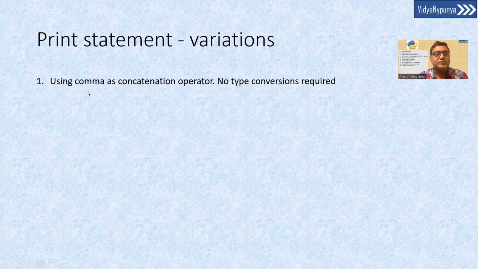The first one is you can use a comma as a concatenation operator, which I generally use in all my Python workshops. You don't have to do the data type conversion, and Python will take care of the conversion automatically for you. Let us just see the sample.